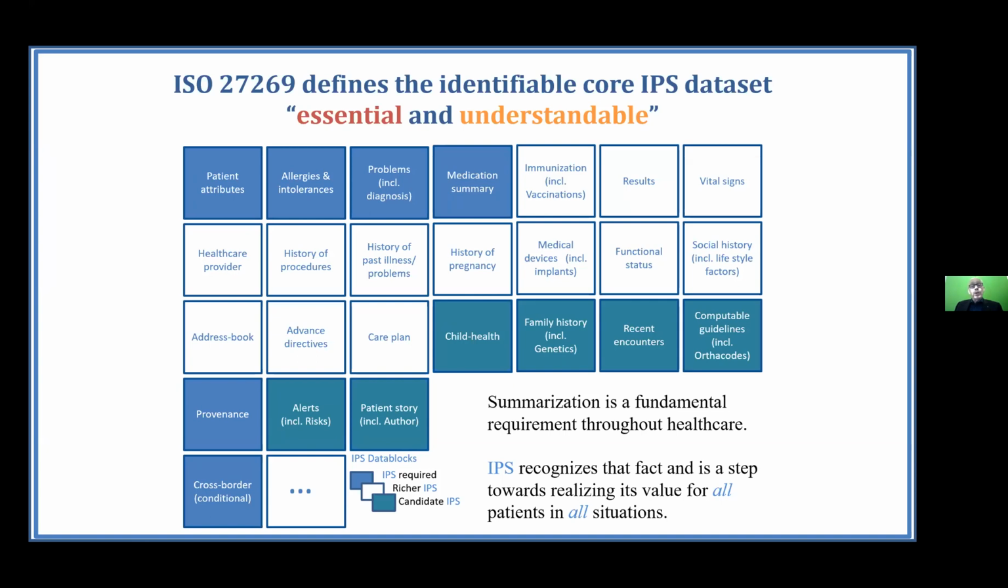So the question I'd like to pose to my other colleagues in the SDOs, in IHE and in HL7, is how do we get these candidate blocks? How do we discover them in the first place? How do we maintain the integrity of the IPS? And in what way will we maintain these data blocks over time?